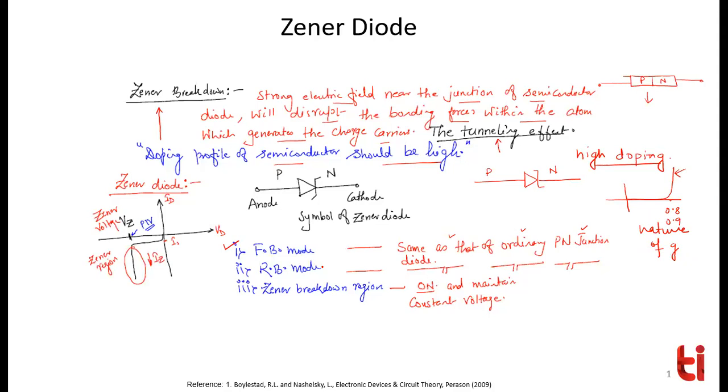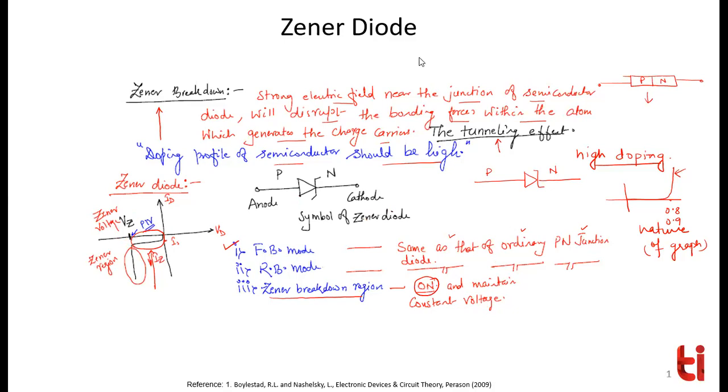In reverse bias mode, the diode behaves the same as the ordinary PN junction diode. In this region also, it behaves exactly like the normal diode. However, in the Zener diode, there is one more region known as the Zener breakdown region. In this region, the diode is again on. Normally, a diode is always off in reverse bias. But in this particular diode, it gets on and maintains a constant voltage across the diode.